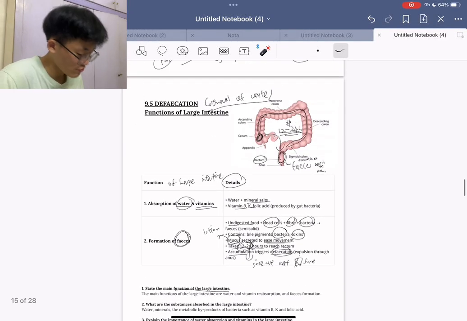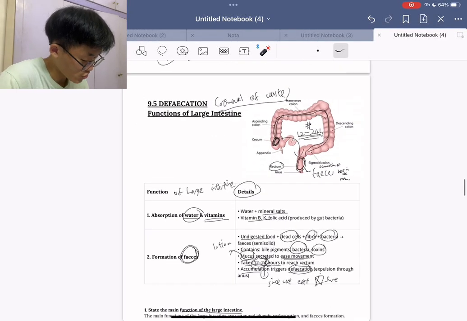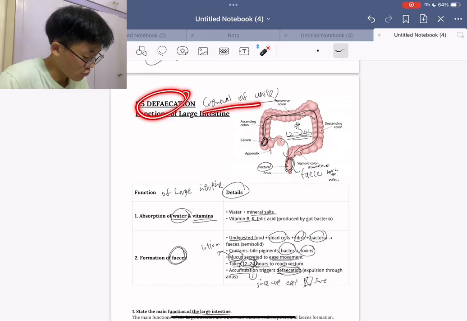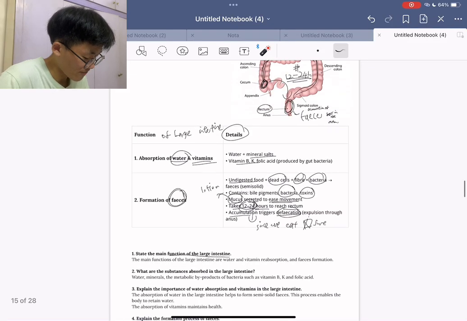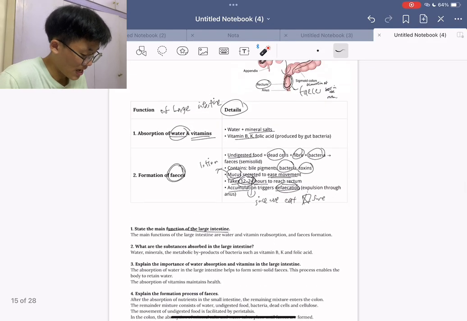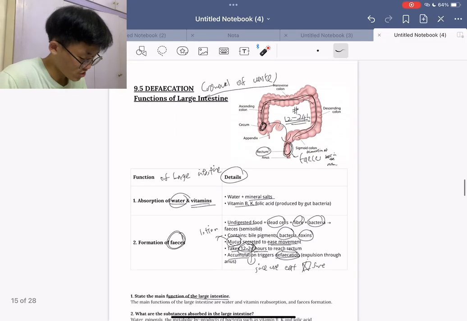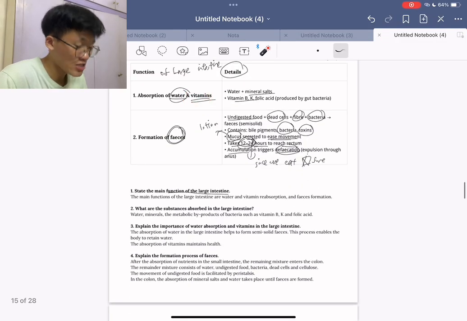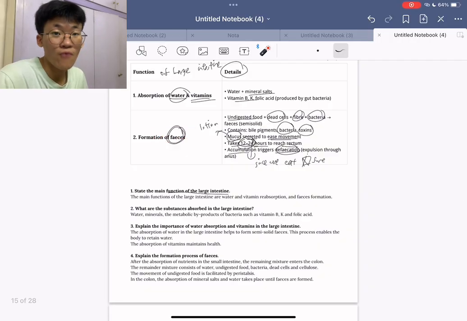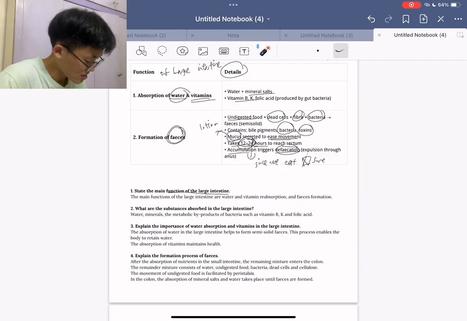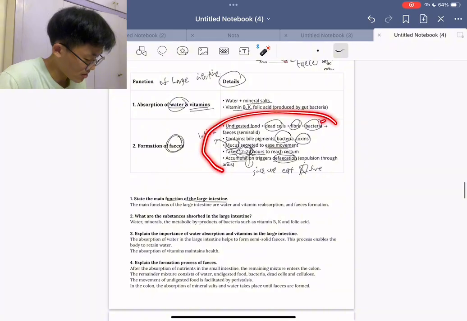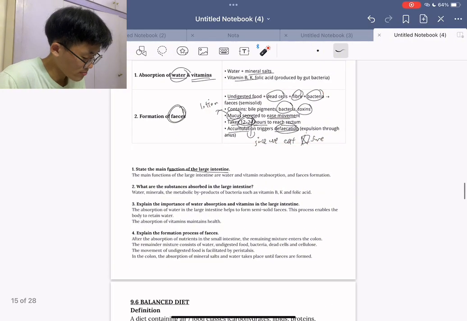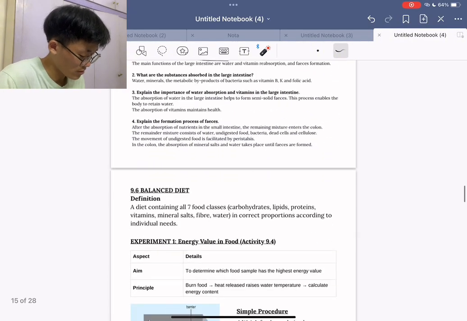Okay, hi guys. In the previous video, we just learned about defecation, which is the removal of the waste. And then what is the function of the large intestine? I am sure you already know it, which is you absorb the water and vitamins. And also the last one is also what we know. It forms feces. And this is a process. You can see it in your note, how it formed the feces in the last video.